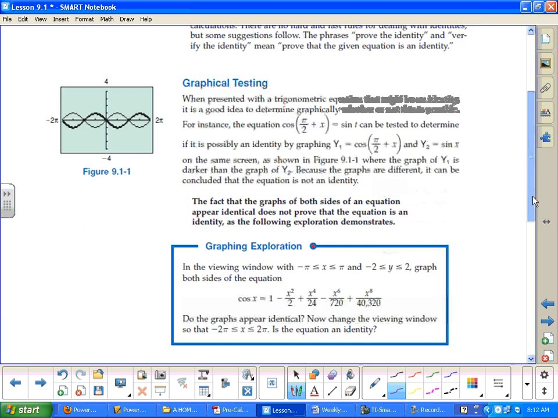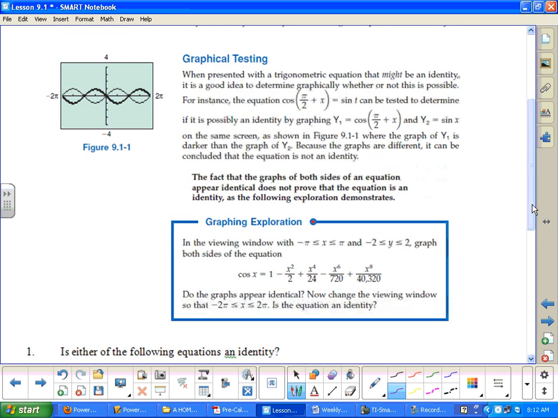Okay. Just a reminder about testing them graphically: almost any of them that we're going to do, we're going to prove them if you can. And so the first thing you might want to do is check them out graphically and see if they work. And then go ahead and do the proof if you can show graphically they work.